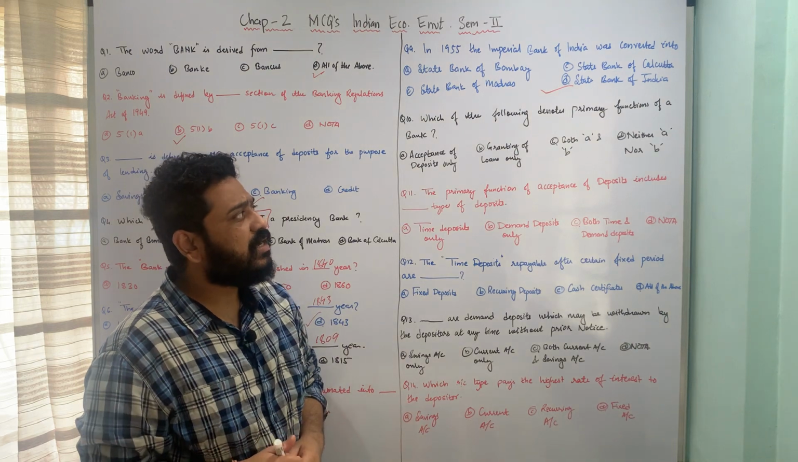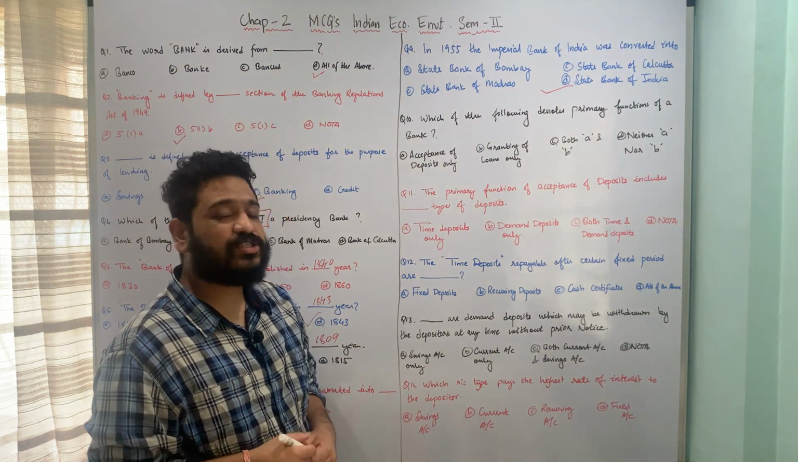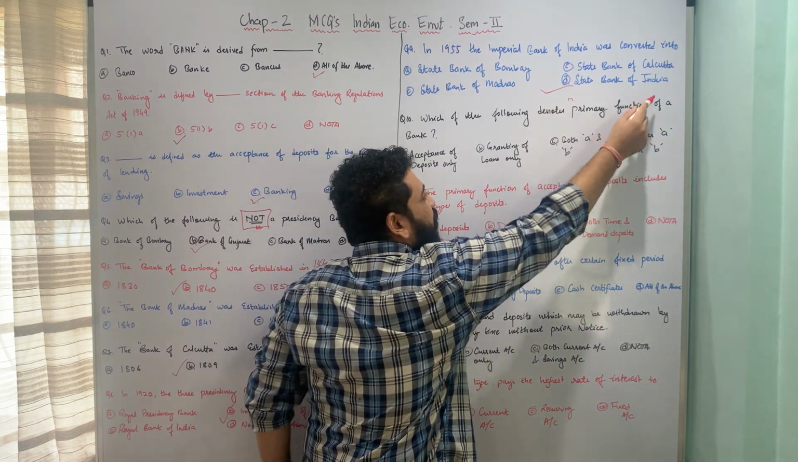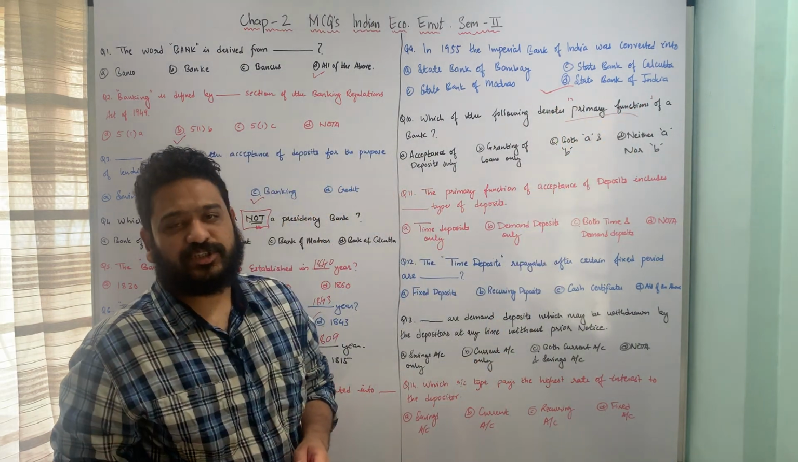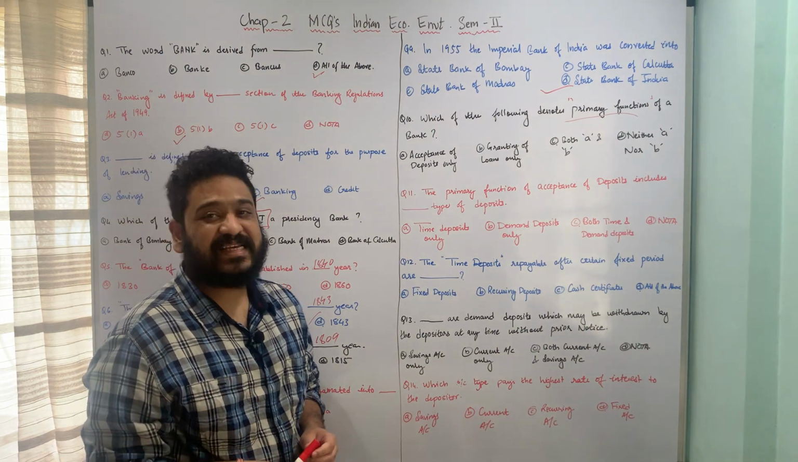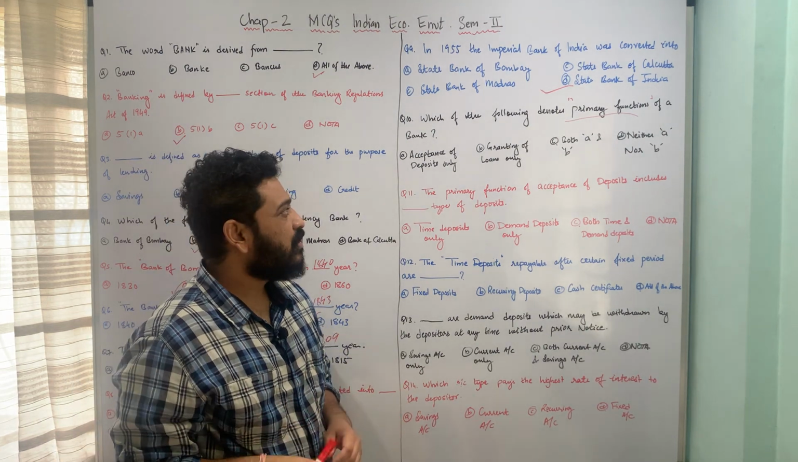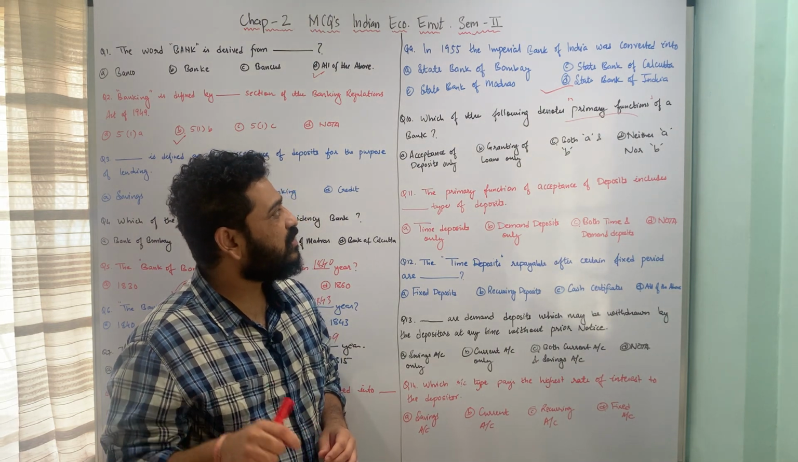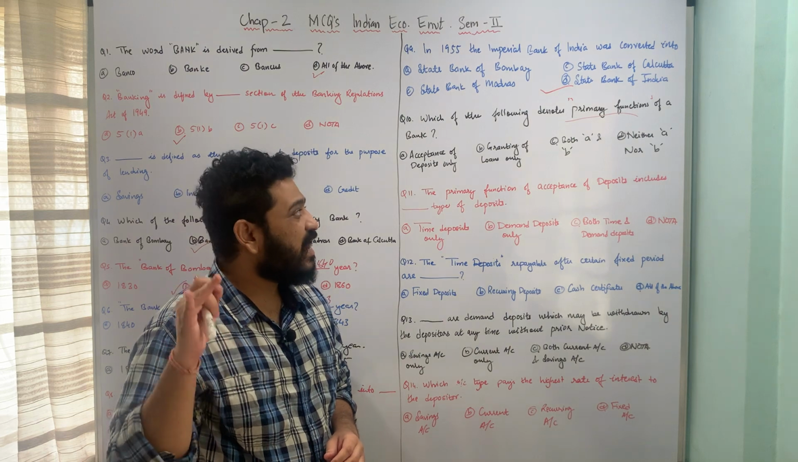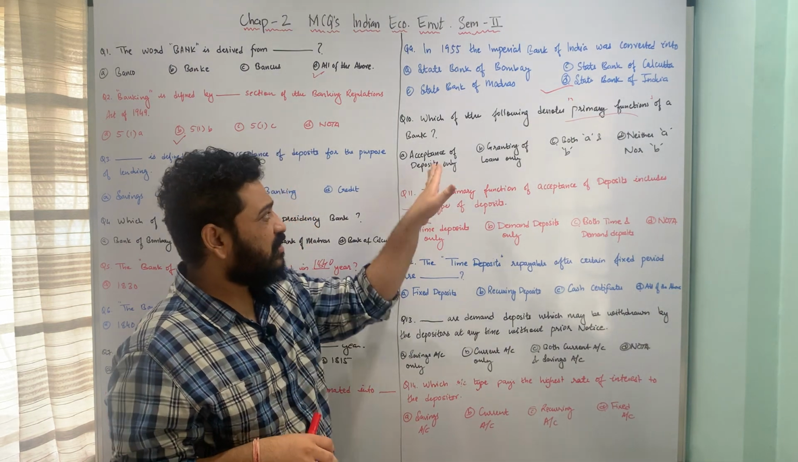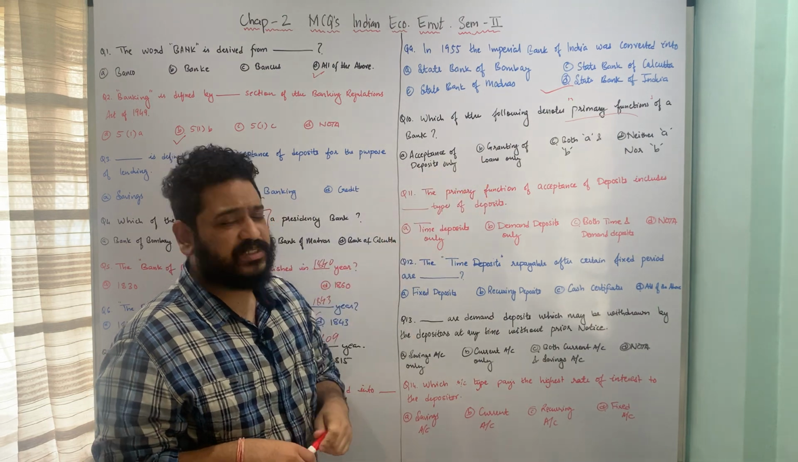Which of the following denotes the primary functions of a bank? So here I am specifically looking at the primary functions of a commercial bank in India. Let us look at the underlying options. The first is acceptance of deposits only. Second is granting of loans only. Third is both A and B, that means acceptance of deposits as well as granting of loans. And last is neither A nor B, that means none of these options which are available to us.